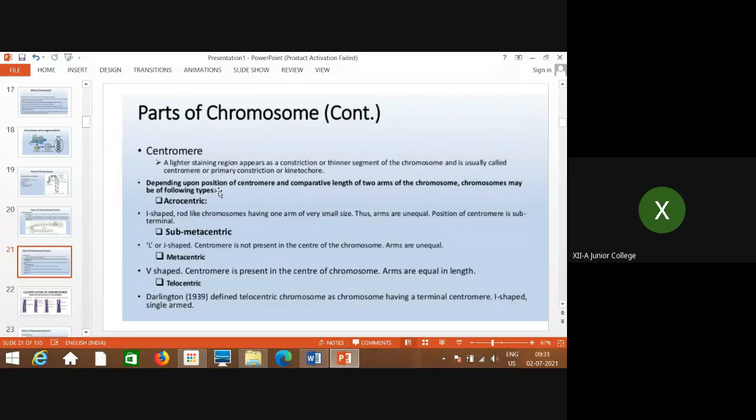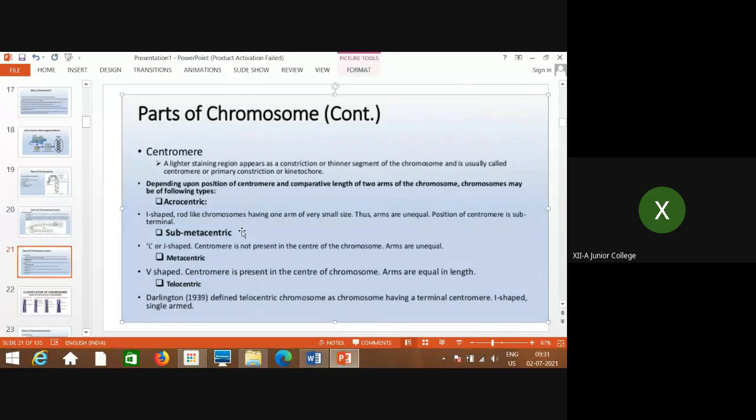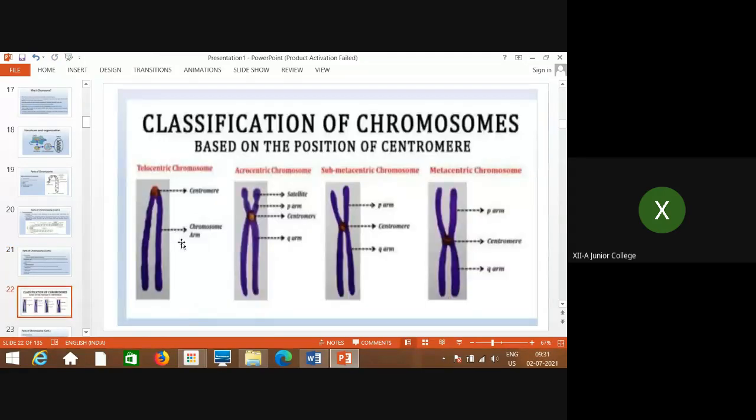Now, a lighter staining region appears as a constriction or thinner segment of the chromosome and is usually called the centromere or primary constriction. I will show it in the figure also. According to the position of the centromere, these chromosomes are known by different names: metacentric, submetacentric, acrocentric, and telocentric. I'll show you in this diagram.